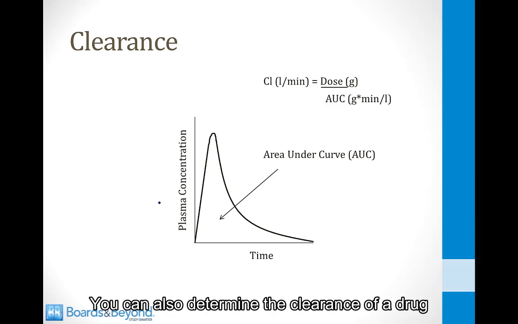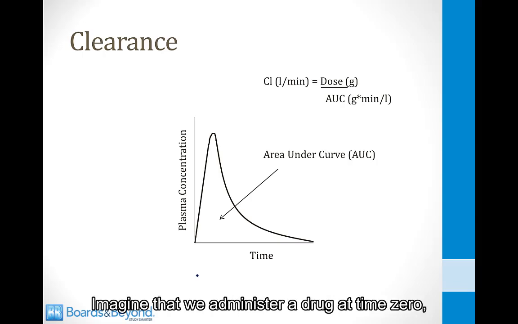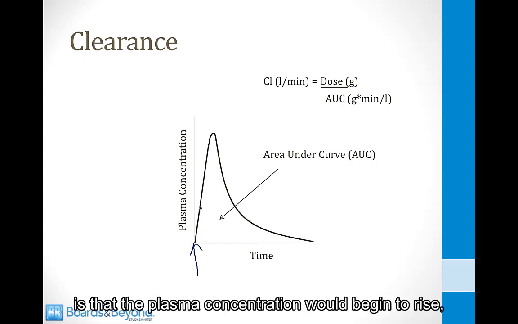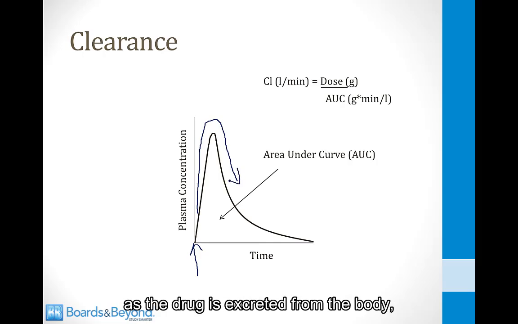You can also determine the clearance of a drug by monitoring its plasma concentration over time as it's excreted from the body. Let's look at this figure on the slide. Imagine that we administer a drug at time 0. What we would see is that the plasma concentration would begin to rise, then it would peak, and then it would begin to fall as the drug is excreted from the body, and eventually it would fall to 0.